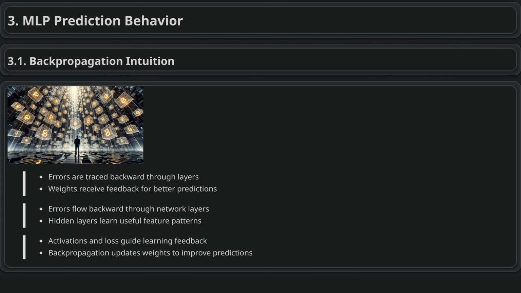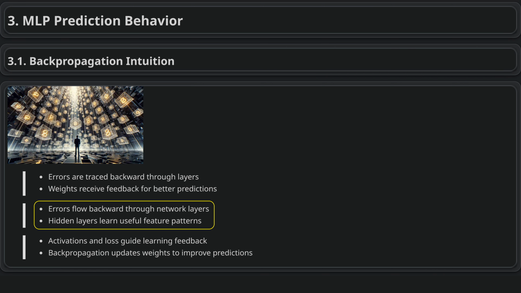MLP prediction behavior. Backpropagation intuition. Backpropagation helps a multilayer perceptron learn by sending prediction errors backward through its layers. The loss function measures how inaccurate the prediction is, and backpropagation determines how each weight contributed to that error. This feedback guides the network in adjusting its connections so future predictions become more accurate.